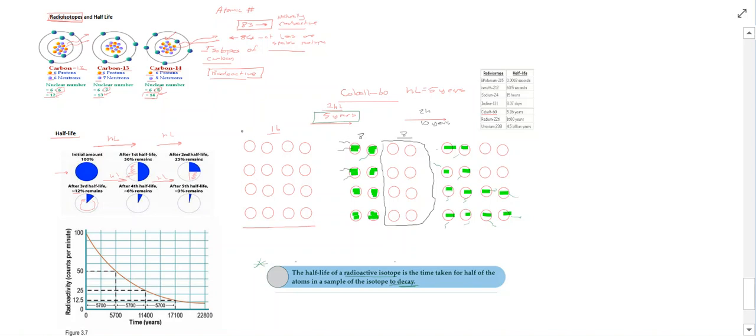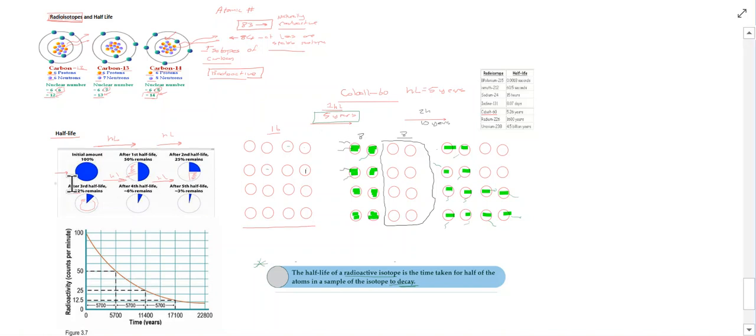And imagine this is our sample of cobalt-60. There's no way of telling which one of these atoms of cobalt-60 is going to undergo decay. It just happens spontaneously. So we can't predict when an individual atom of cobalt-60 will undergo decay, but we can understand overall the time it takes for half of the atoms in the sample to undergo decay.